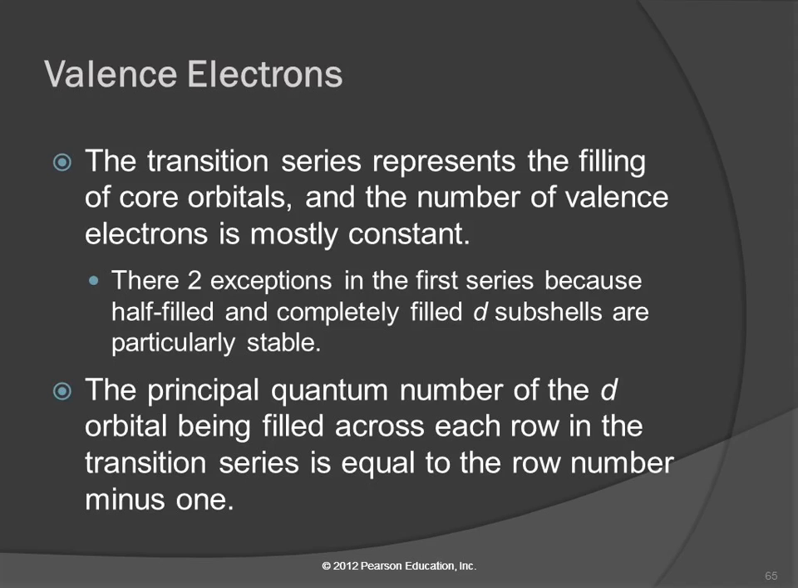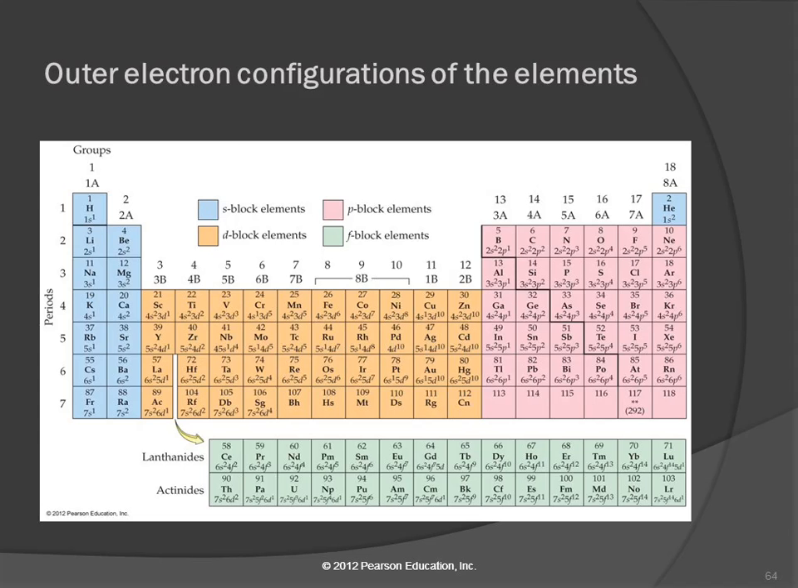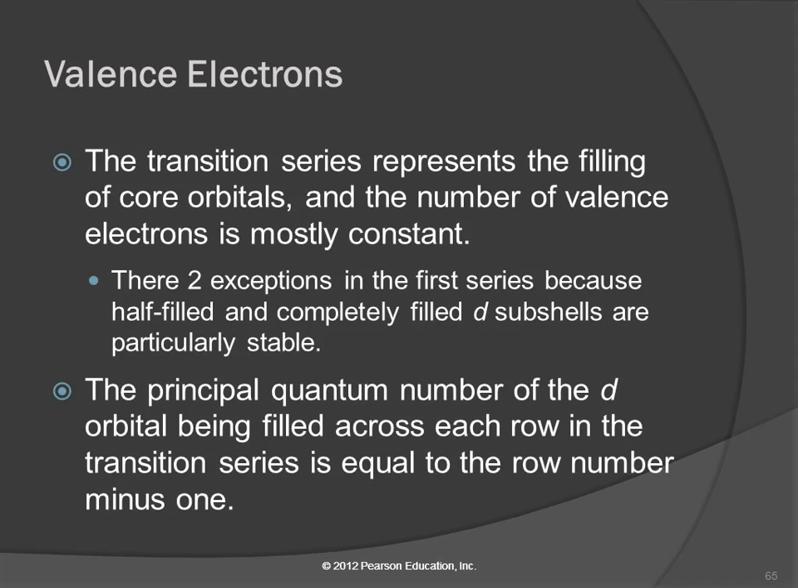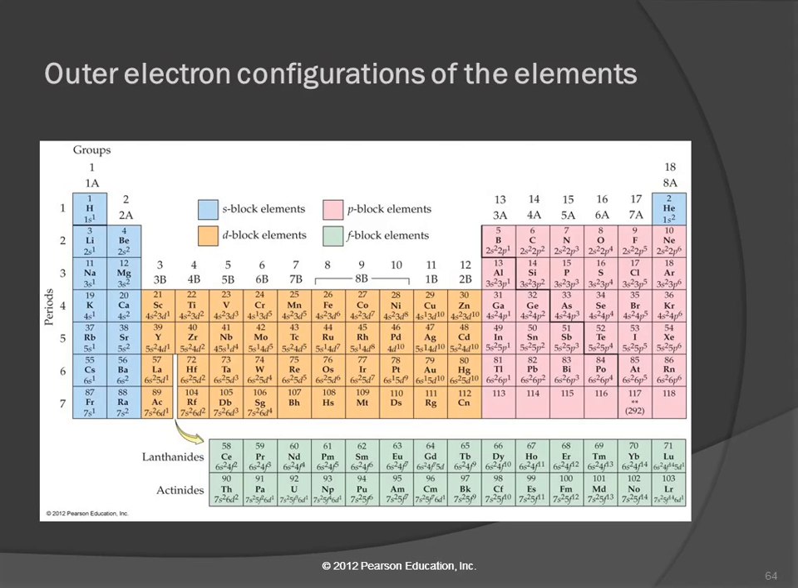The transition series, those elements down here, those represent the filling of core orbitals. And so the number of valence electrons for them is pretty much constant. Most of them have 2 valence electrons. There are a couple of exceptions. Let's look at those.